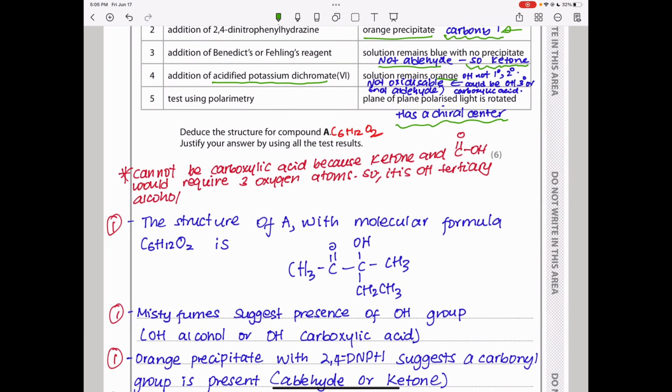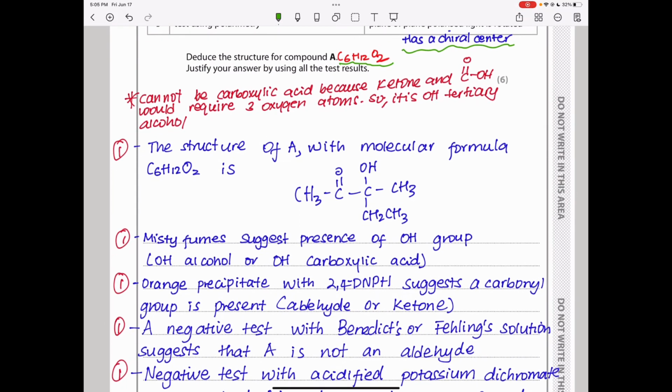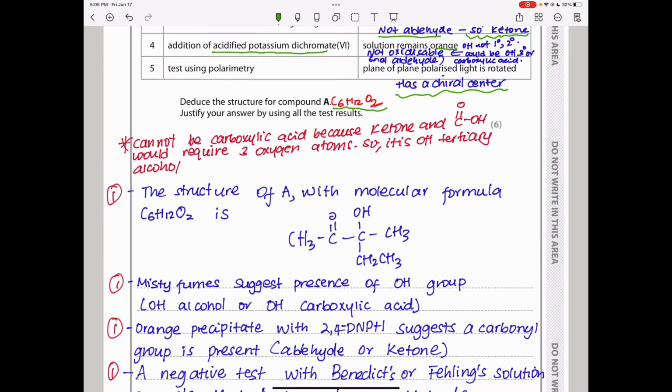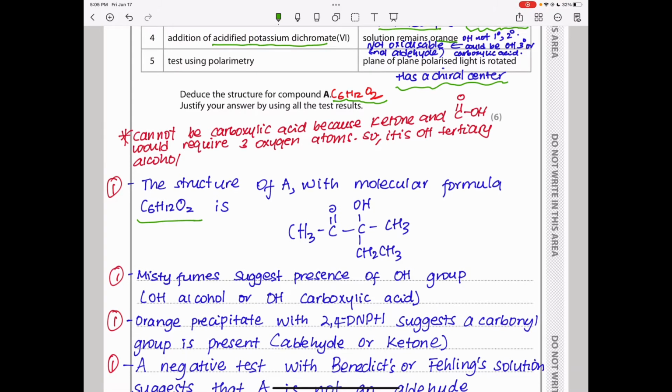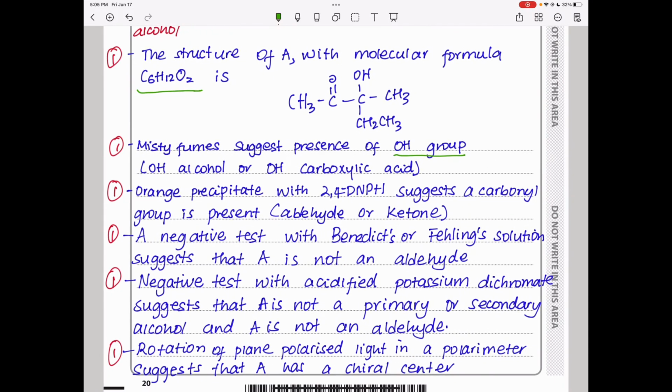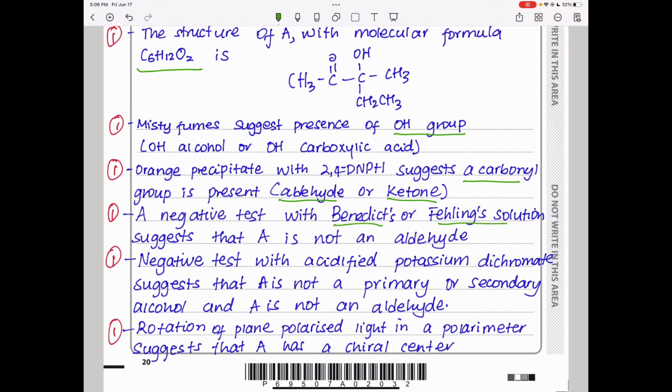So they're going to say deduce the structure of A. This is the molecular mass we know, the molecular formula, and justify your answer using all the tests. So the first part, using A, we use the molecular mass and the molecular formula. And then the misty fumes suggest the presence of an OH group, which could be alcohol or carboxylic acid. The orange precipitate, or positive test, suggested there was a carbonyl, which could be aldehyde or ketone. And then the negative test with Benedict's or Fehling's solution proves that it's not an aldehyde. Therefore, because it's a carbonyl, it should be a ketone.